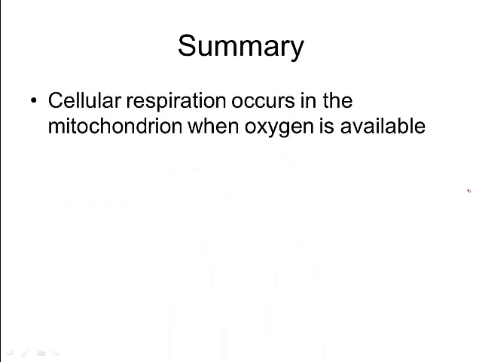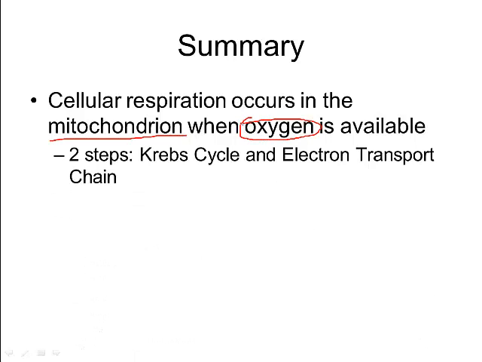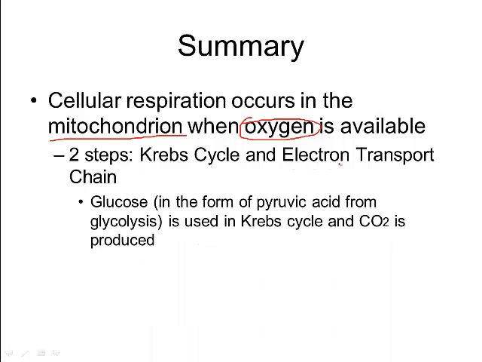All right, so let's summarize this. Cellular respiration occurs in the mitochondrion. Remember, that only happens when oxygen is available. The 2 steps of cellular respiration are the Krebs cycle and the electron transport chain. So after glycolysis, after you get that glucose split in half, it can enter into the mitochondria, then we split it down the rest of the way, and then we have the electron transport chain happen.